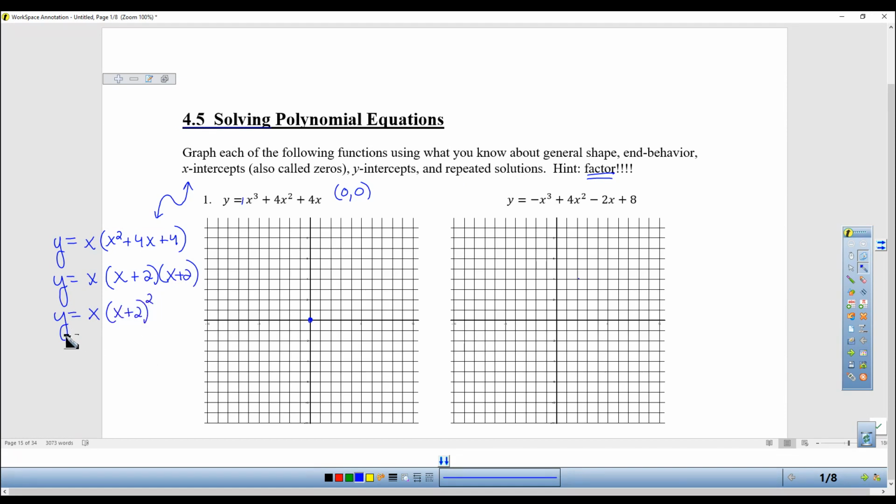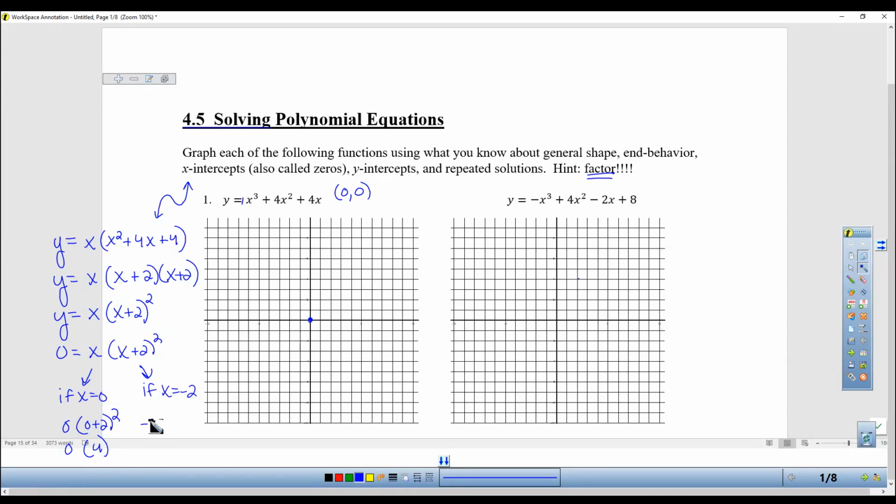So what would cause this to be equal to 0? Two numbers. If x was equal to 0, then you would have 0 times 0 plus 2 squared, which would be 0 times 4, which would be 0. So x is equal to 0 is one of them. Or if x is equal to negative 2.